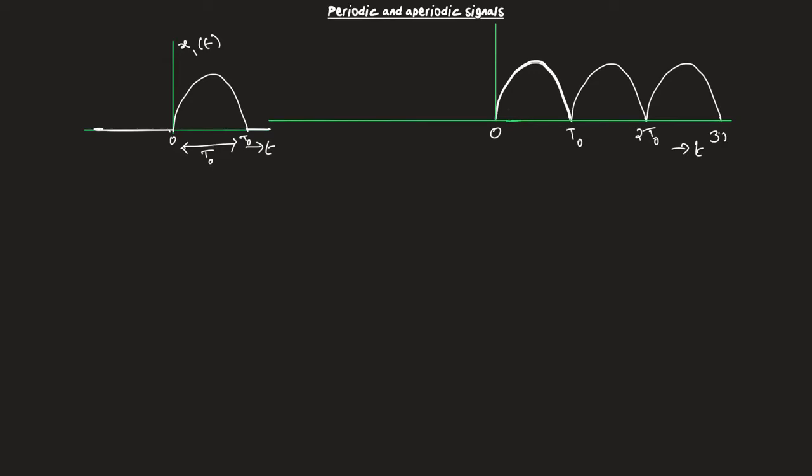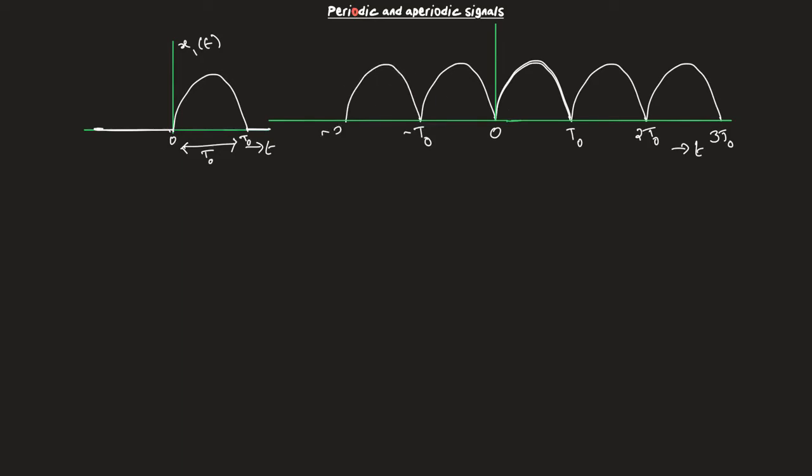Similarly, move the signal to the left side also. Shift the signal to the left side by a value T0. That portion is defined from 0 to minus T0. Then move the signal to the left side by a value 2T0. That portion is taken from minus T0 to minus 2T0.